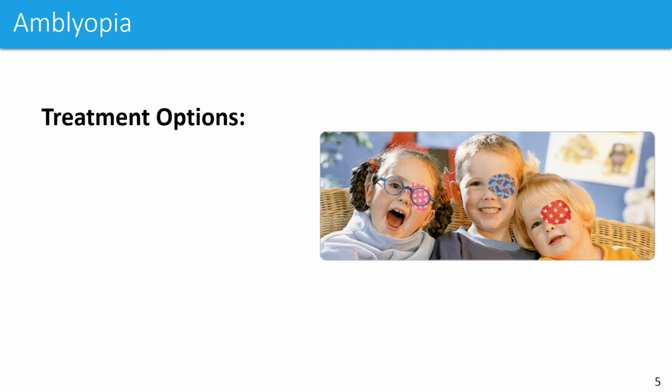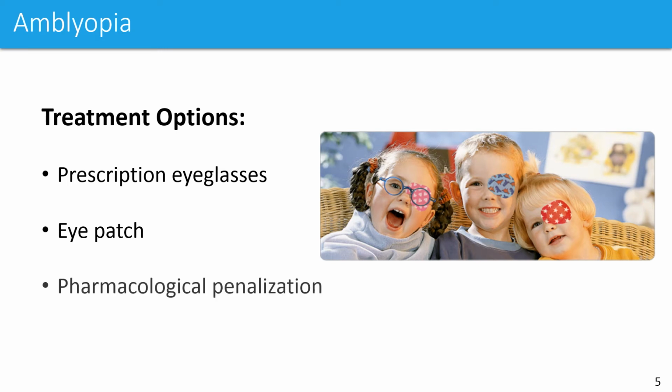Treatment options include prescription eyeglasses, or patching the better eye by using an adhesive patch, or by using atropine eye drops, forcing the brain to use the weaker eye. However, as development of the visual pathways slows down as the child gets older, treatment becomes more difficult. This is why early vision screening and detection is critical to prevent amblyopia.